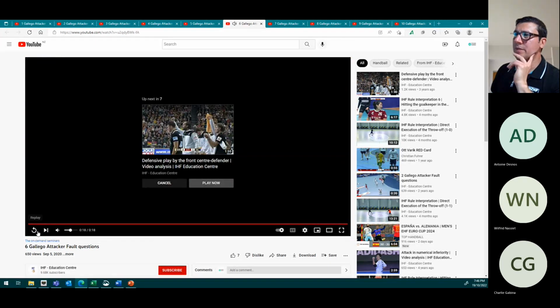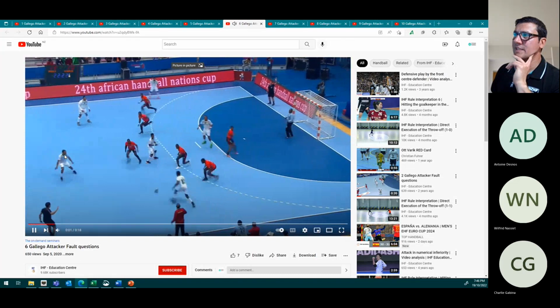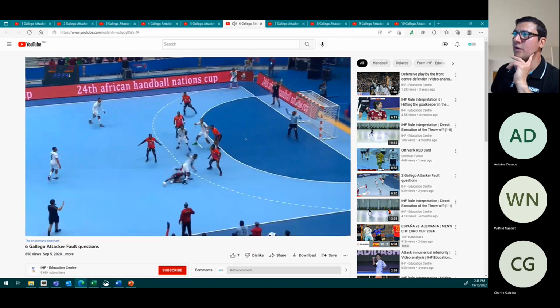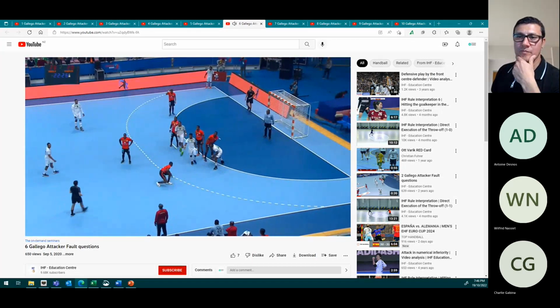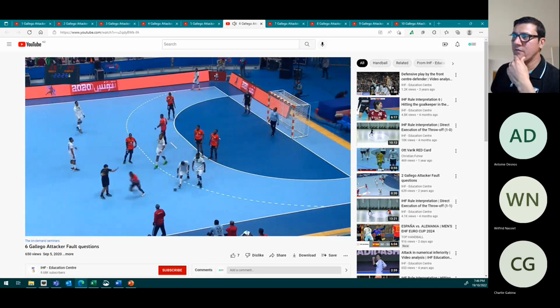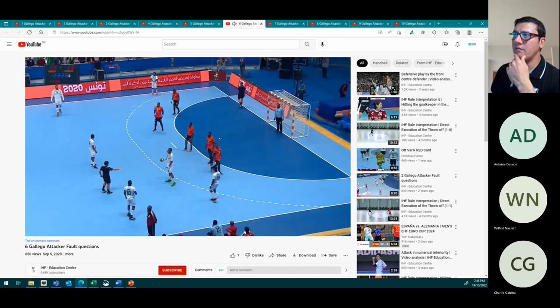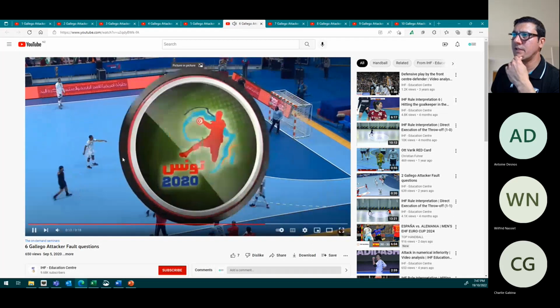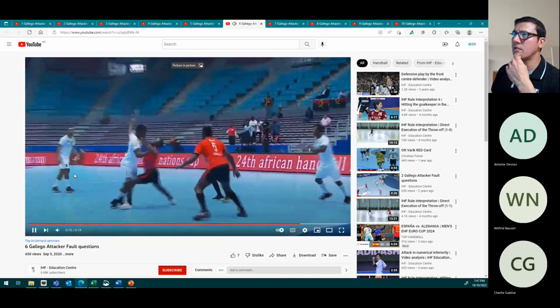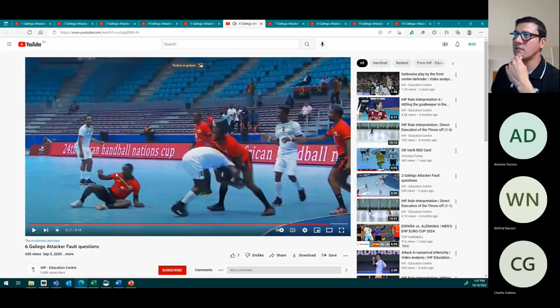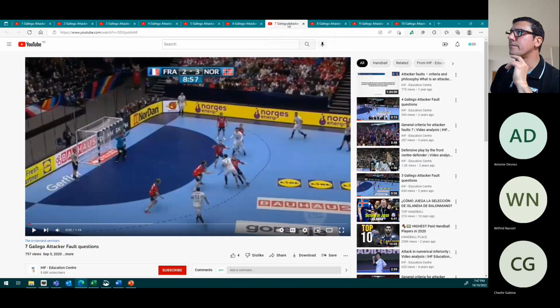Similar situation, the player just goes forward and tries to fall down to get a foul in attack. And the referees spotted it well, and just applied the 2-minute suspension to the player that was faking the attacking foul.